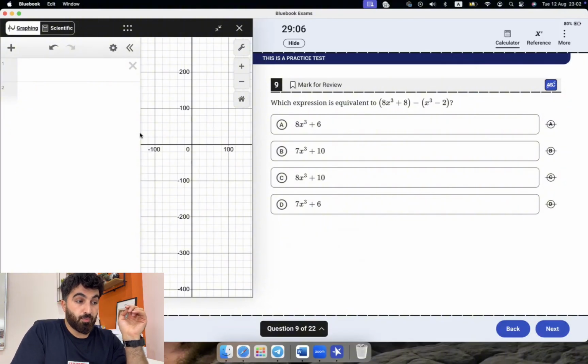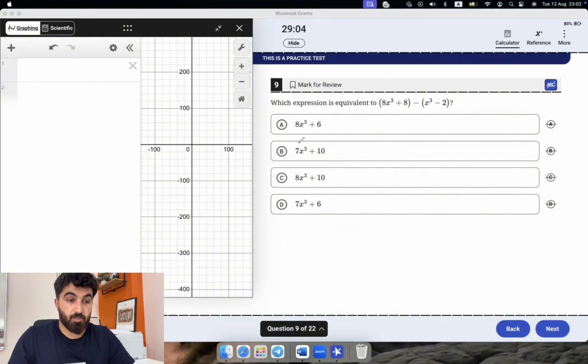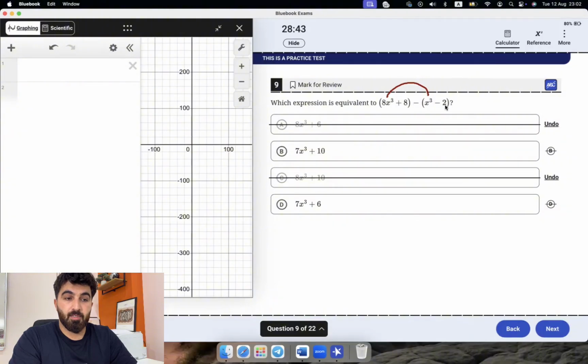And you will see the graph when you type this one to the decimals. And you can check the answer key one by one, see which one has exactly the same graph. But what I will do, when you just simplify it, 8x cubed minus x cubed will be 7x cubed, right? So the answer is not A or C. And 8 minus negative 2 will be 8 plus 2, that is 10. So the answer will be B there.